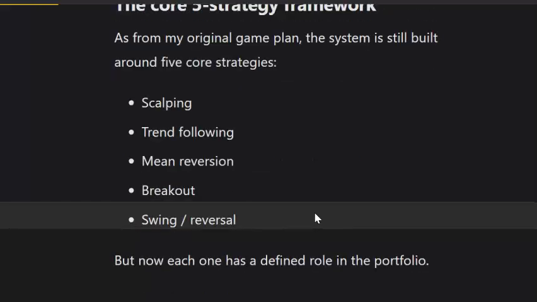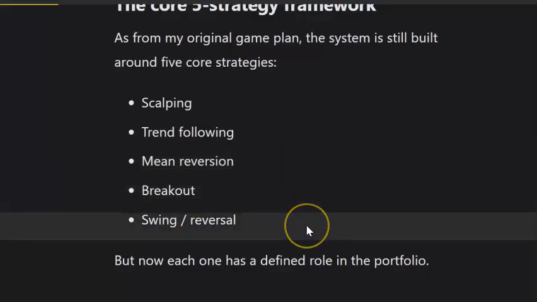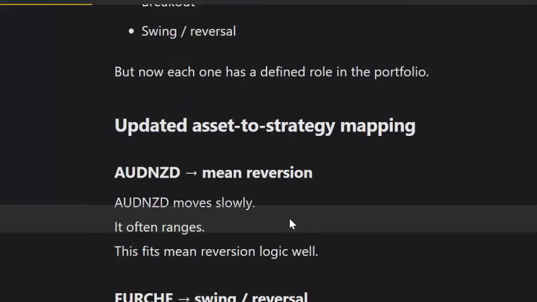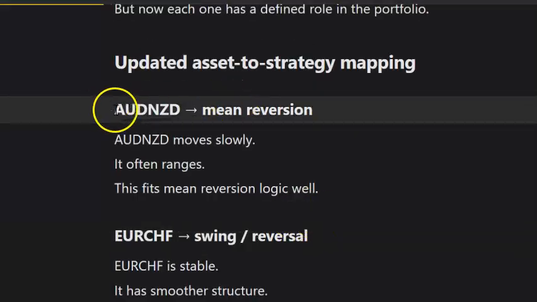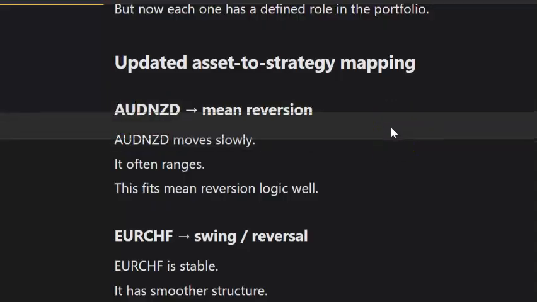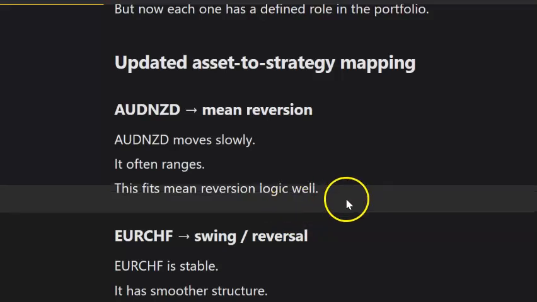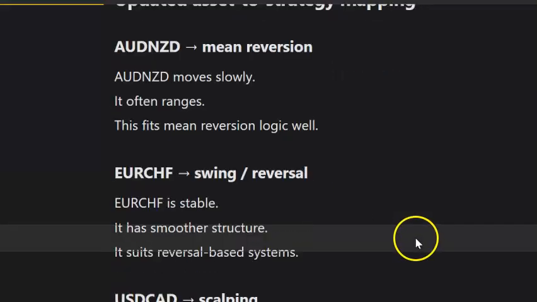So from my original core 5 strategies, the scalping, trend following, mean reversion, breakout, swing reversal, we're now going to assign each asset to a strategy. Let's talk about that. Here's the updated asset to strategy mapping. The assets AUD, NZD, this is mean reversion. It moves slowly, it ranges quite a lot regularly, so it fits the mean reversion logic quite well. So we're going to focus on mean reversion strategies for AUD, NZD.